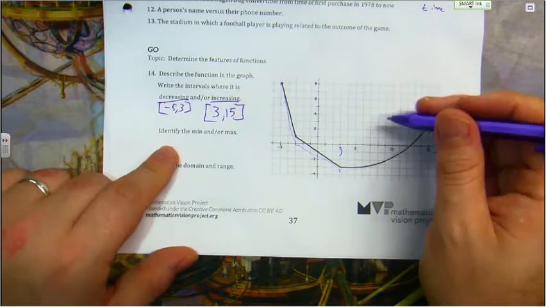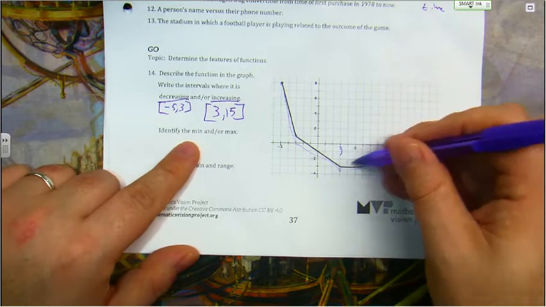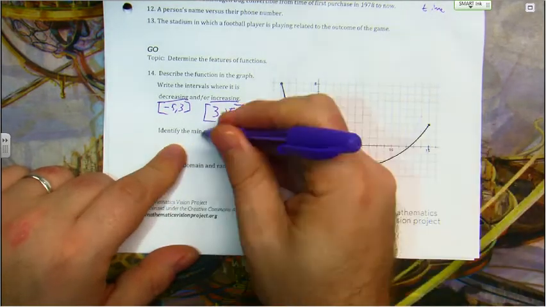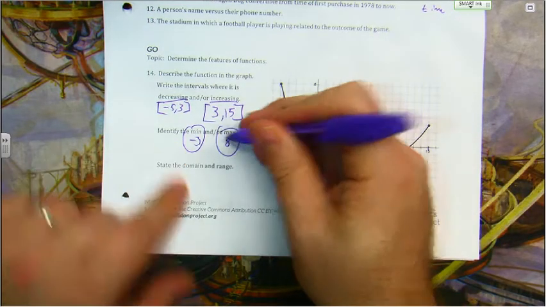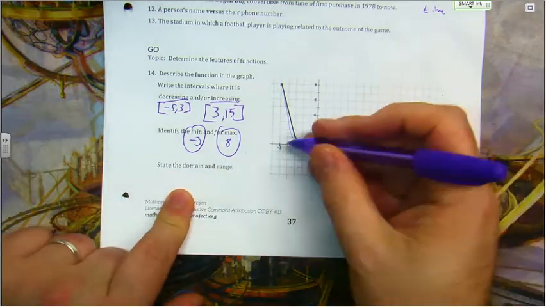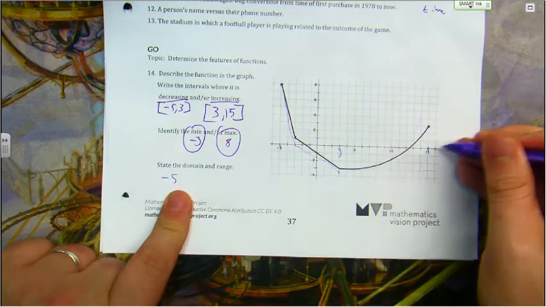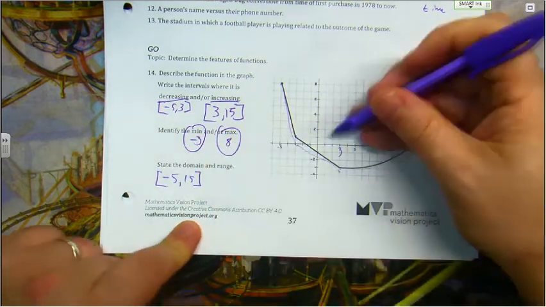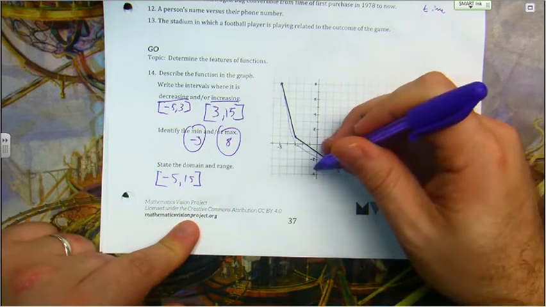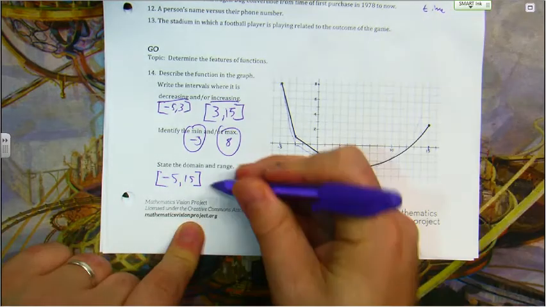All right. Identify the min and or max. The minimum appears to be at -3. The max appears to be at 8. And then the domain and range. Domain is all possible x values, so from -5 to 15. And then the range is all possible y values, so from 3 to 8.